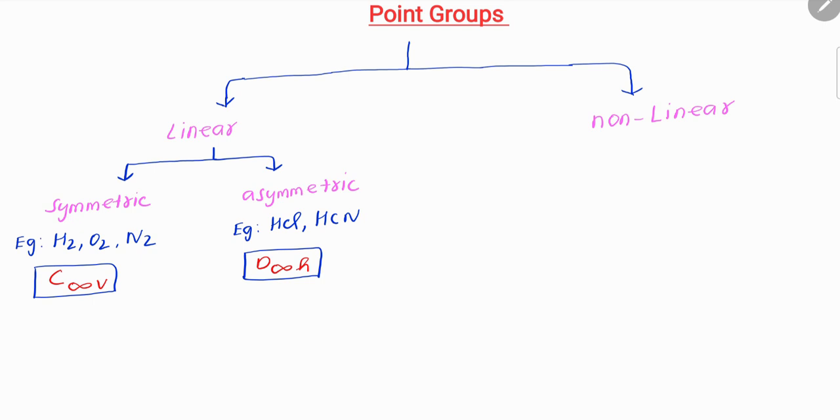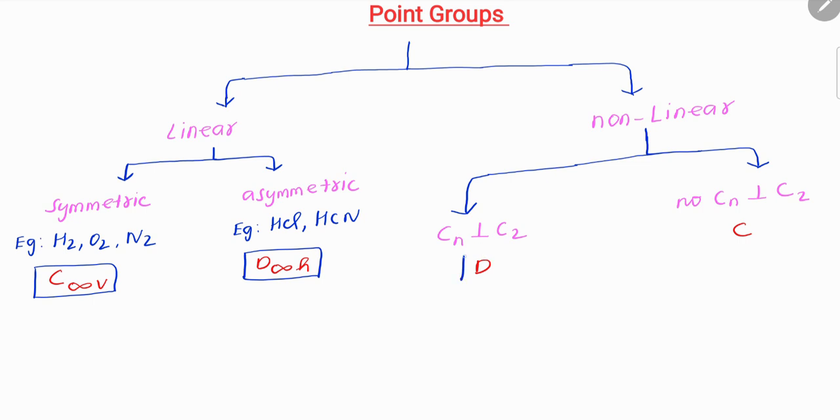non-linear, then again 2 types of category. And next one is if your molecule possesses Cn which is perpendicular to C2. If your molecule possesses Cn, that is a subsidiary axis perpendicular to C2, then the point group should be D. And if no Cn perpendicular to C2, then the point group should be C. Here itself you can fix that D or C will come for a non-linear molecule.